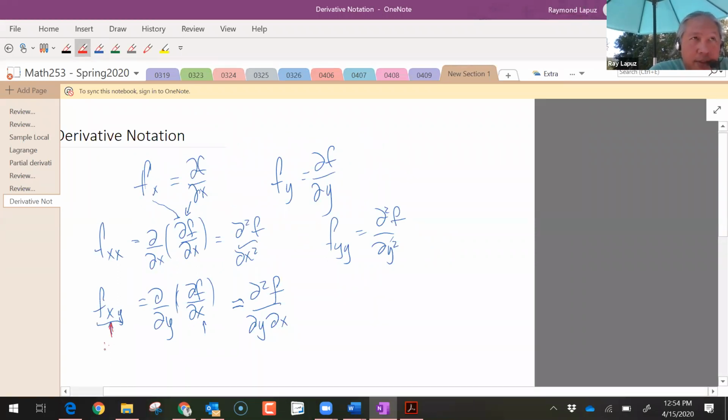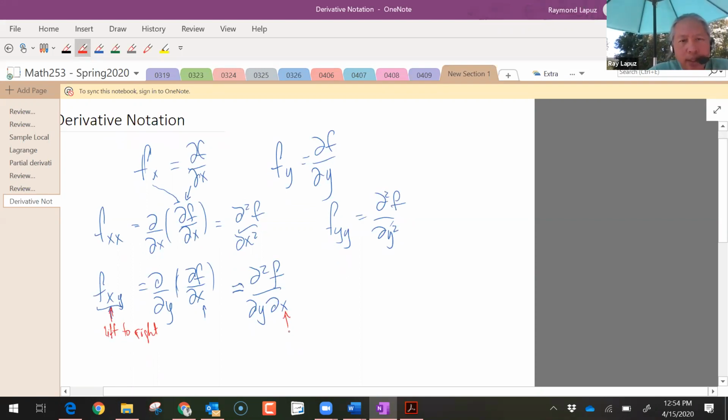And so what you can try to remember is that if you're looking at this fxy, this goes from left to right, left to right, left to right. Whereas this one, the one on the right side goes first, so it actually goes from right to left.